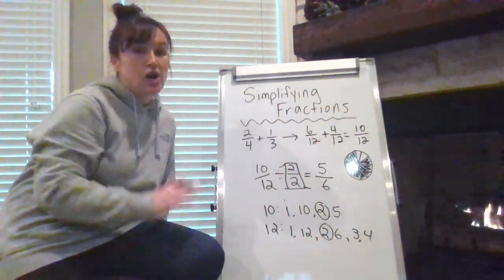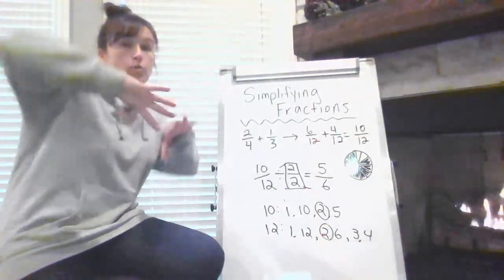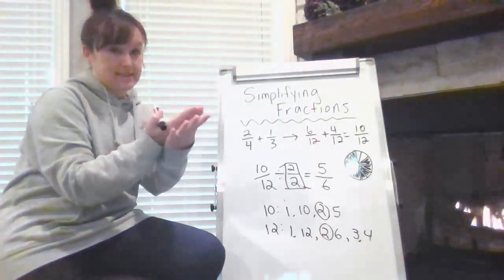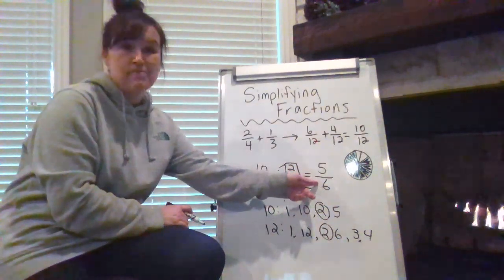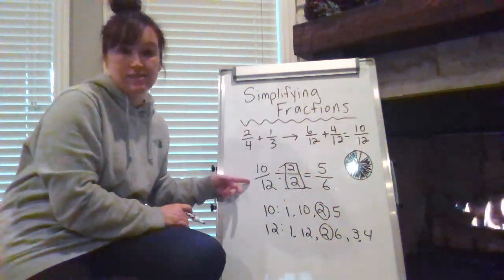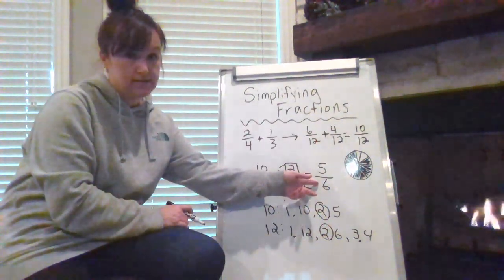So we're basically going backwards. We're not cutting it into more pieces. We're squishing the pieces back together. So 5/6 is the same amount of pizza as 10/12. It's just cut into half as many pieces.